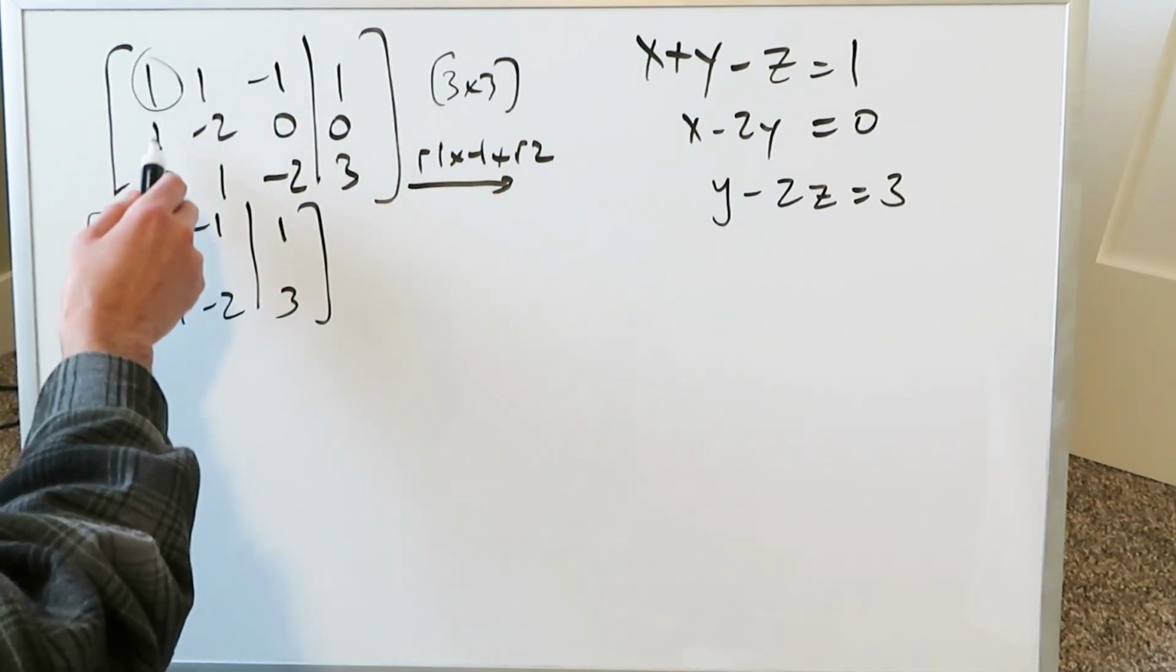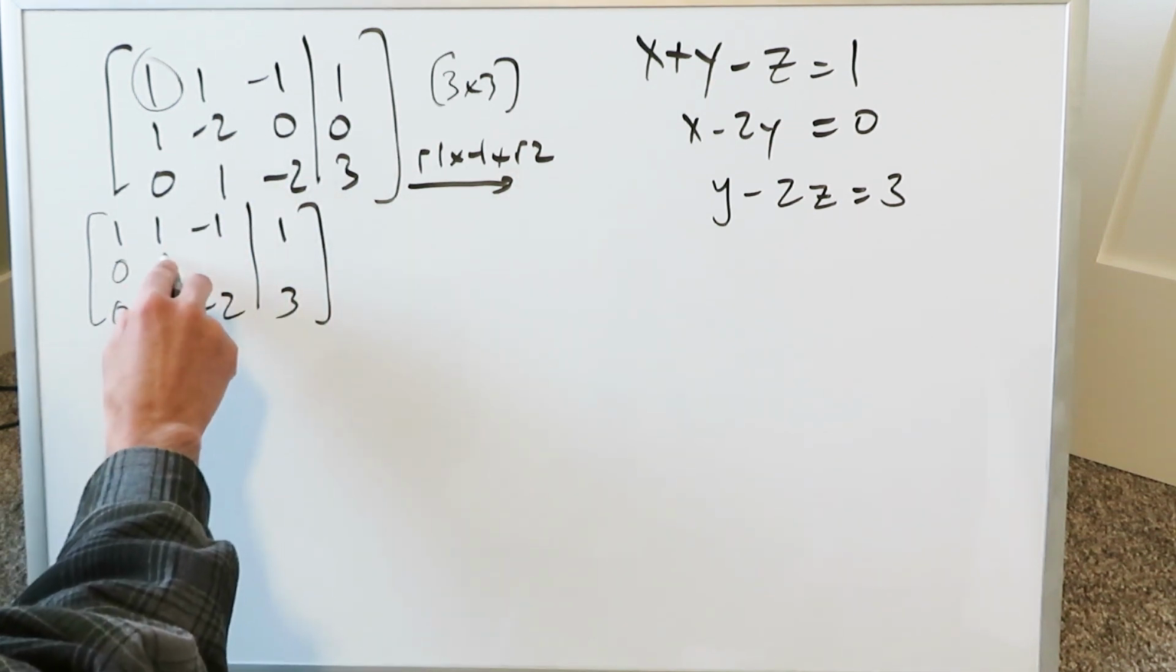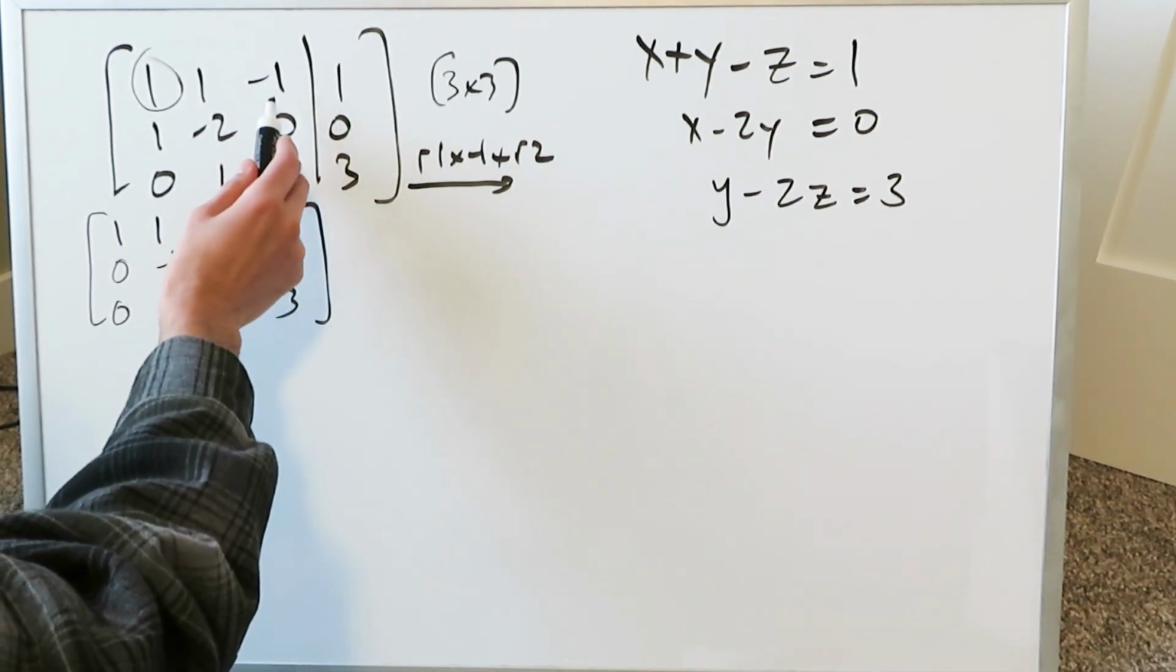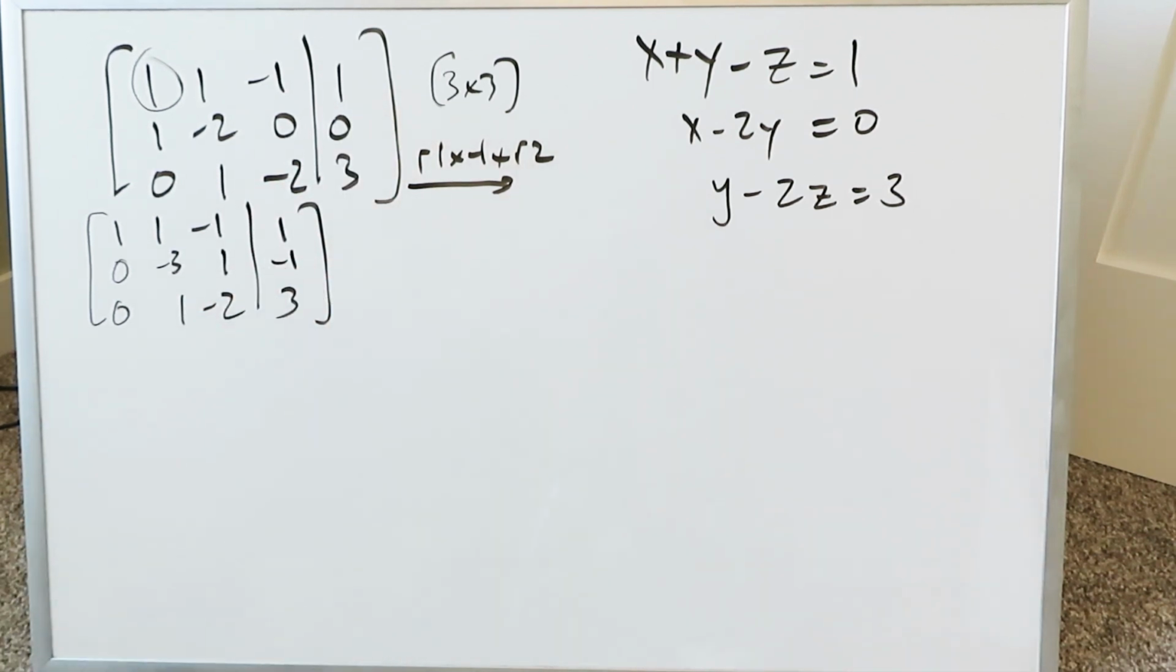1 times minus 1 plus that 1 is a 0. 1 times minus 1 plus that minus 2 is a minus 3. And then minus 1 times minus 1 is a 1, plus 0 you get a 1, and you're getting the idea here, you'll get minus 1. So this is exactly what I wanted and I have it.